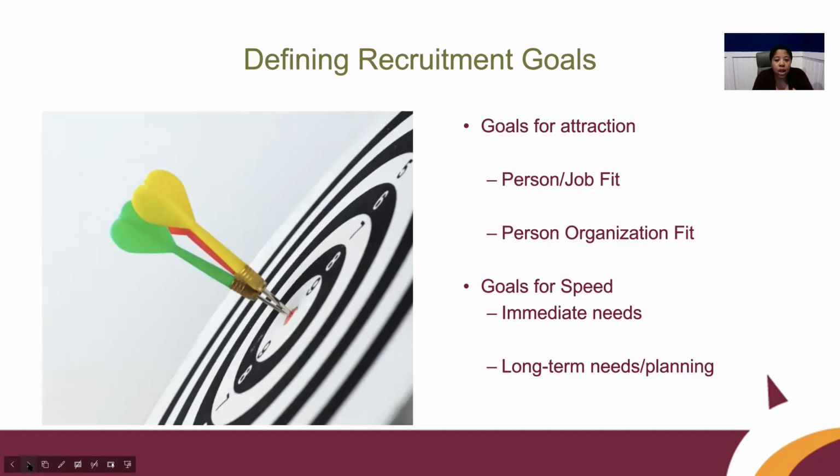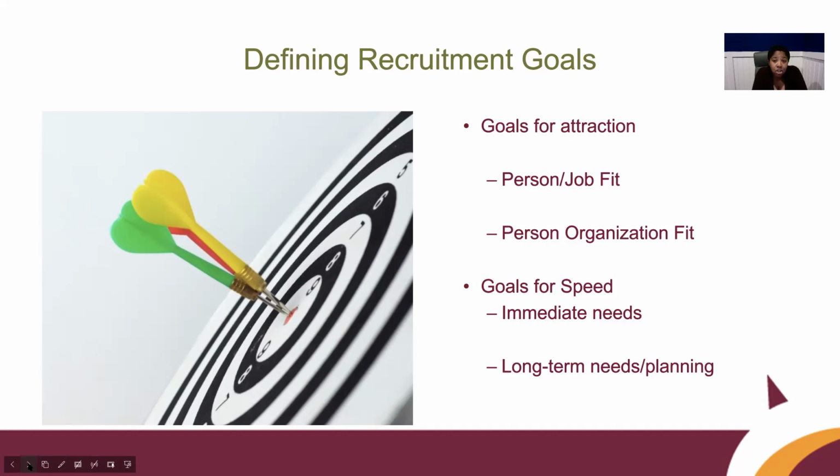As we're talking about the goals for attraction, we go back to the approach and the model that we talked about a few chapters ago. We're looking at either attracting someone to the job fit or attracting someone to the organizational fit. We've had a full discussion board on what works better. Is it your job fit or your organizational fit? It really does depend on your organization's approach to recruitment and talent acquisition. There isn't a wrong answer.